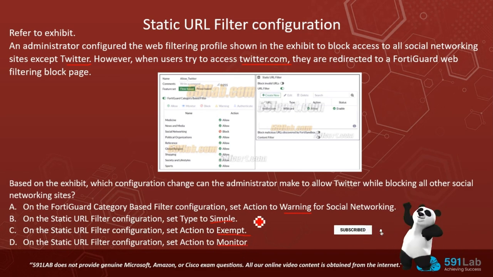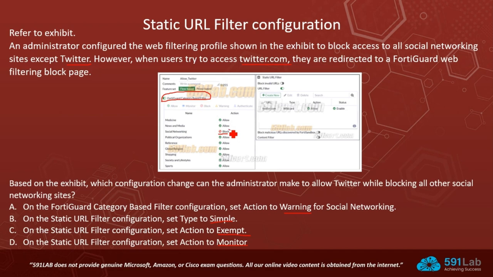In the exhibit, you can see here FortiGuard category based filtering enabled. Under that, all the categories are enabled except social networking category. You can see here it's blocked. That means all the social networking related websites are blocked. But the question is asking the administrator needs to enable only twitter.com. So how can we do that? To do that, you have to enable static URL filter section under your web filter profile.